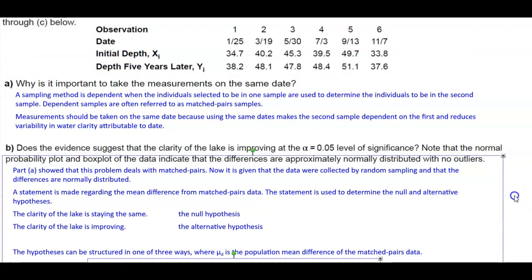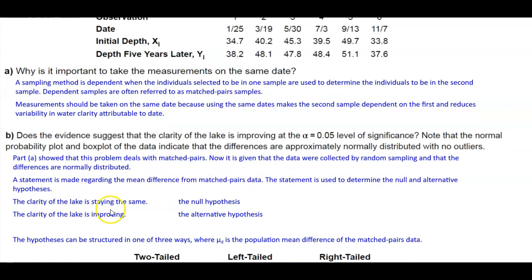Now part A showed that this problem deals with matched pairs, meaning that you have an initial depth and a depth 5 years later. Now it is given that the data were collected by random sampling and that the differences were normally distributed, which is what it's telling us in that second sentence here. Now, a statement is made regarding the mean difference from the matched pairs data. The statement is used to determine the null and the alternative hypothesis. The clarity of the lake is staying the same is the null hypothesis. The clarity of the lake is improving is the alternative hypothesis.